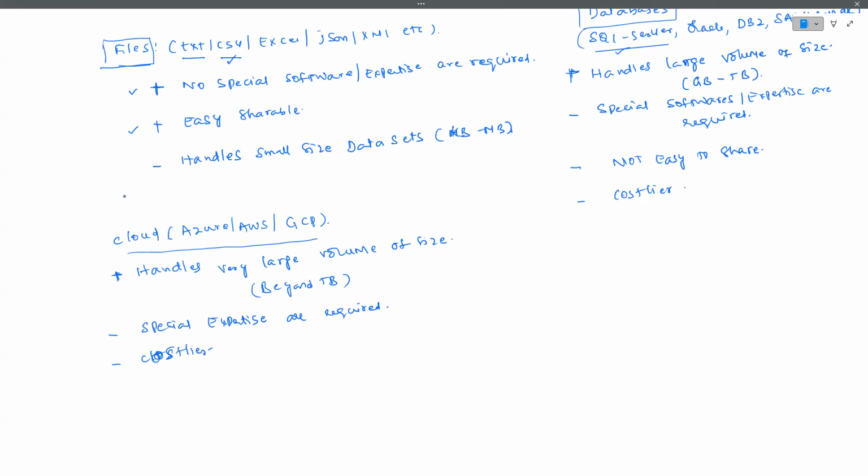Up to some extent, they are free, but beyond that, if you want to use them, we have to pay some amount, because it is pay on usage, guys. Pay as you go, we say. As you go on usage, you have to pay. The more you use, the more you pay. The less you use, the less you pay. So special expertise is required, costlier, and handles very large volumes of data.